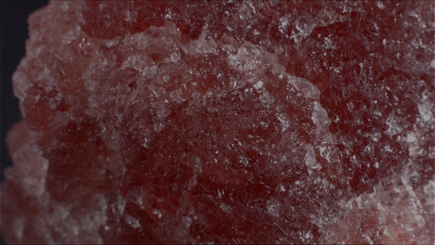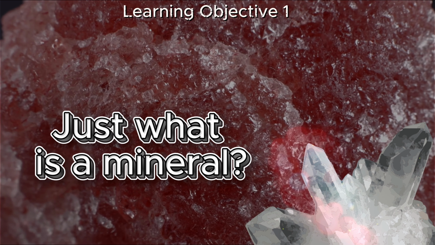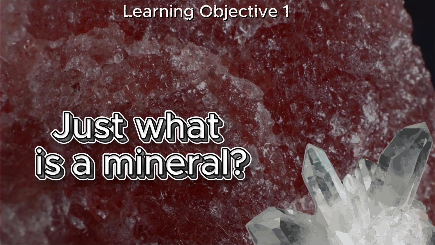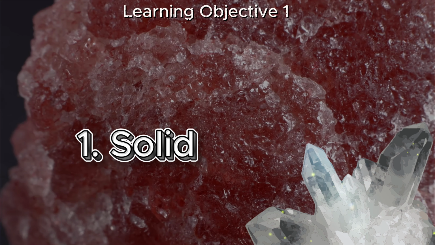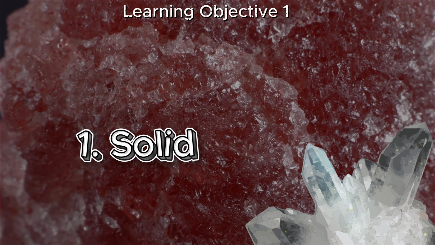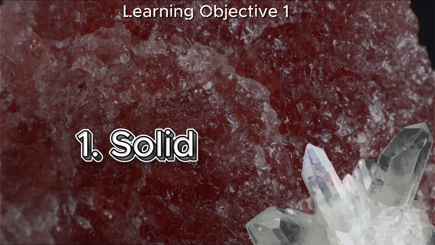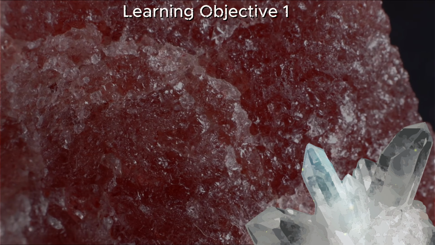Let's begin by reviewing what defines a mineral. A substance must meet 5 types of criteria to be considered a mineral. First, it has to be solid. This means it can't be a liquid or gas. For example, liquid water is not a mineral, but ice actually is because it's in a solid form.